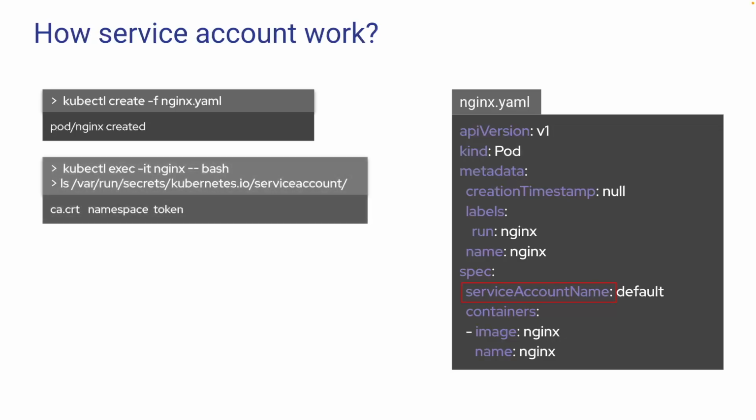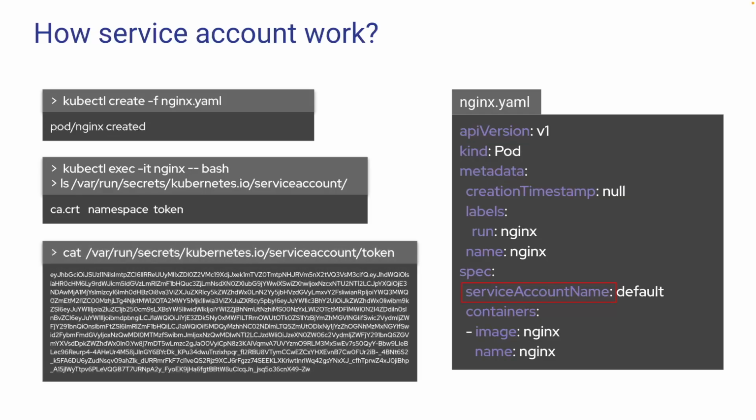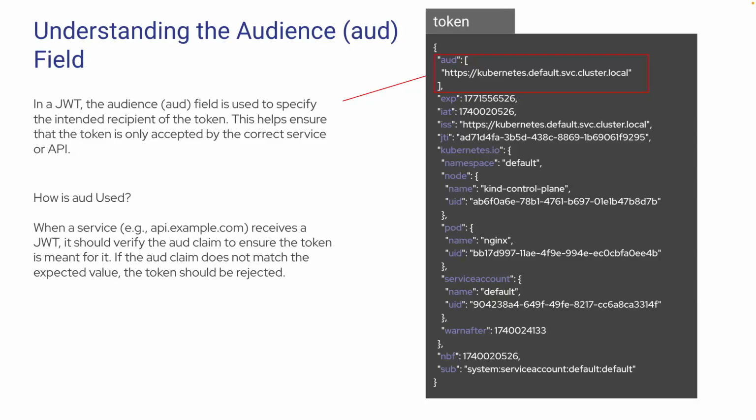Additionally, the service account admission controller automatically mounts a volume to the pod at /var/run/secrets/kubernetes.io/serviceaccount/token. This mounted token is a JSON web token, which allows the pod to authenticate with the Kubernetes API server. If we decode this JWT token, we can observe that it contains an audience field, which is set to the Kubernetes cluster server address. The audience field defines the intended recipient of the token, ensuring that only the correct service or API accepts it. Let's try to understand the significance of the audience field using an example.